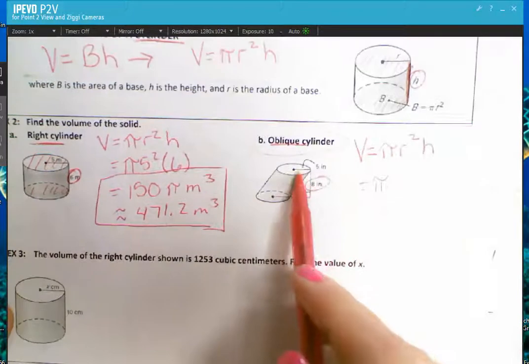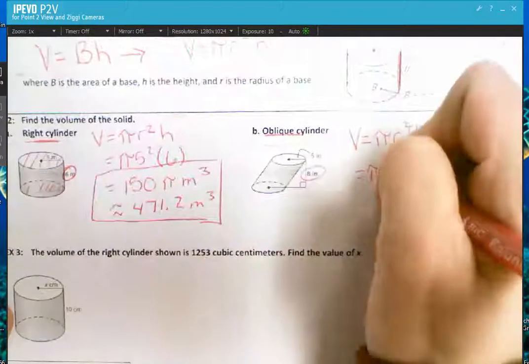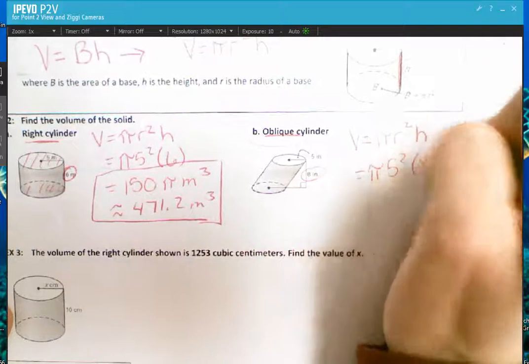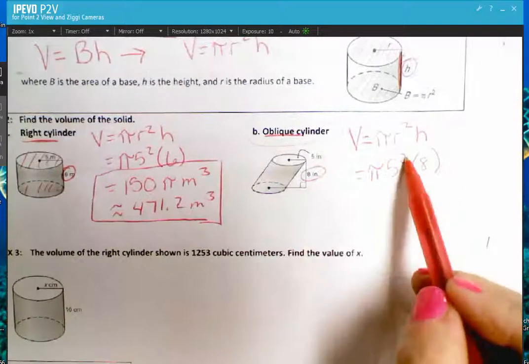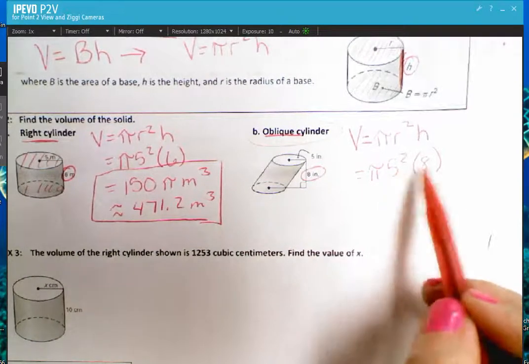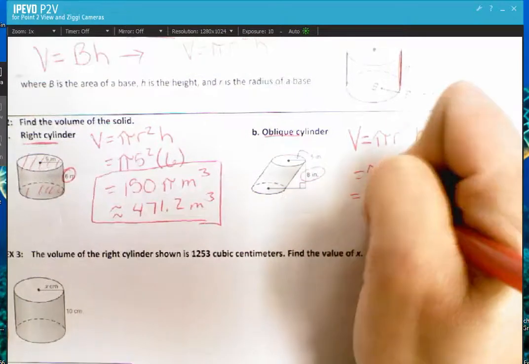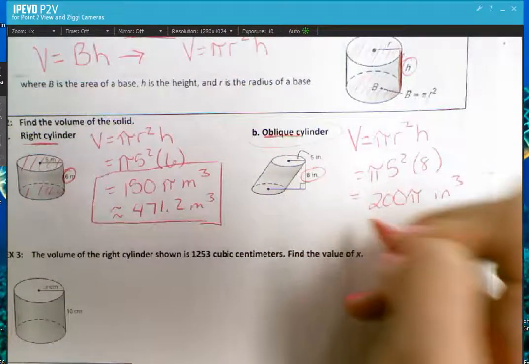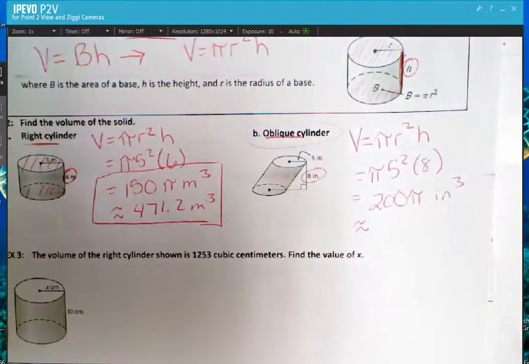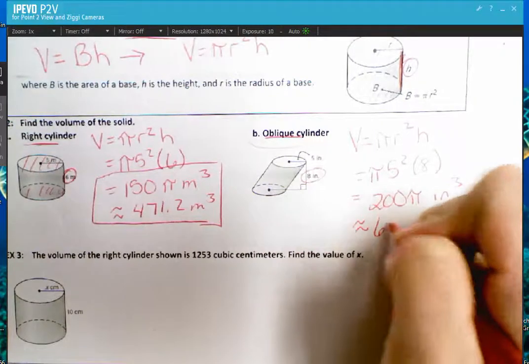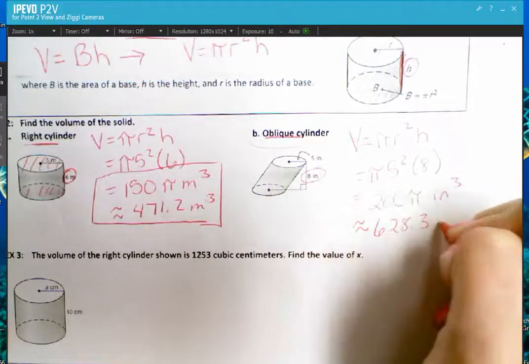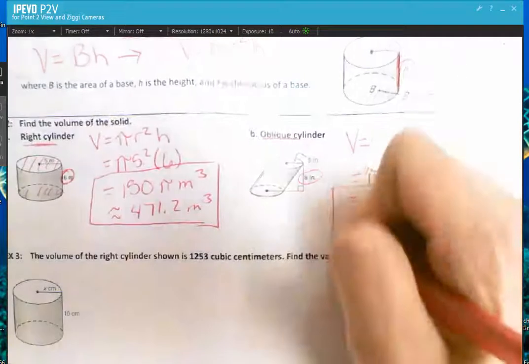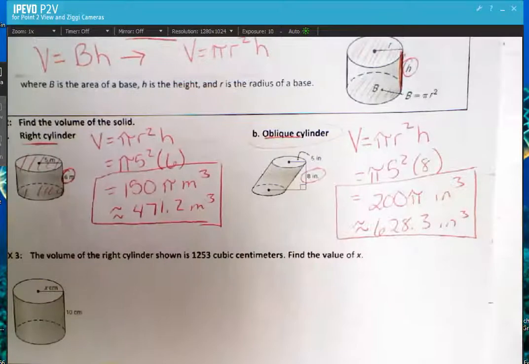Pi r, awesome, they gave it to us, is 5 squared times 8. 5 squared is 25. 25 times 8 is equal to 200 pi inches cubed. And your calculator will tell you that's approximately 628.3 inches cubed. These aren't too shabby.